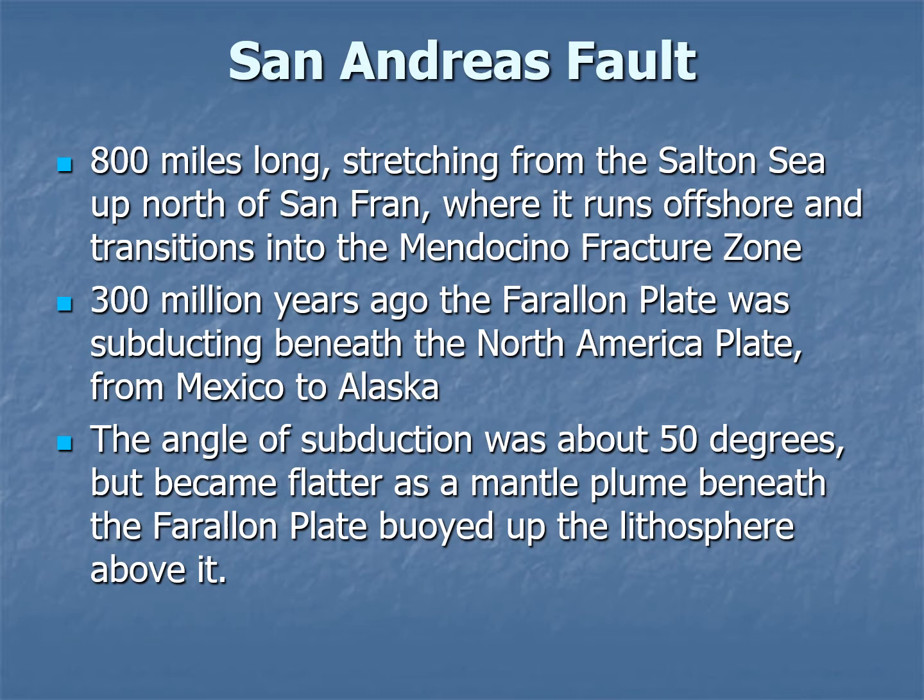So, some interesting things here about that ancient Farallon plate. About 300 million years ago, you didn't have the San Andreas Fault yet. San Andreas is really young, maybe 28 million years of age at most. 300 million years ago, you had the Farallon plate subducting beneath the North American plate from Mexico all the way to Alaska. The angle of subduction was about 50 degrees, which is relatively steep, but it flattened with time because we had a mantle plume beneath the Farallon plate that buoyed it up.